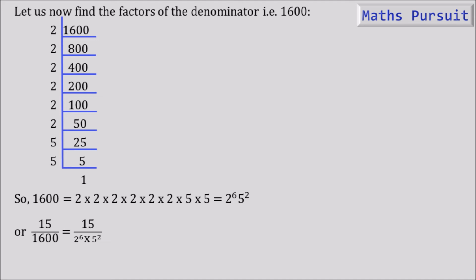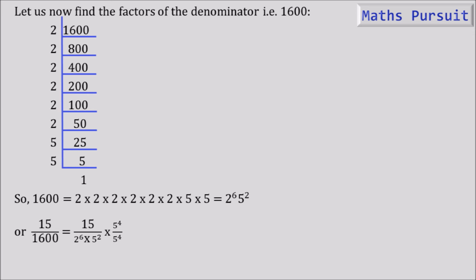Now let us bring the denominator to the form 2 to the power n into 5 to the power m. So already we have 2 to the power 6 and 5 to the power 2. Now let's make 5 to the power 2 as 5 to the power 6. So in order to make 5 to the power 6, we need to multiply the denominator with 5 to the power 4. And guys, we cannot just multiply the denominator with 5 to the 4. For that reason we need to multiply 5 to the power 4 in the numerator too. So let's multiply 5 to the power 4 in the numerator as well as in the denominator.